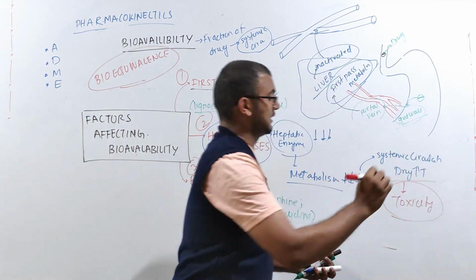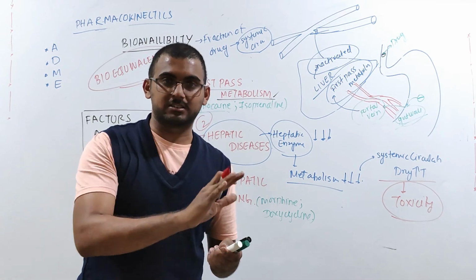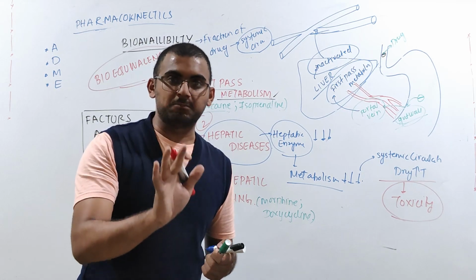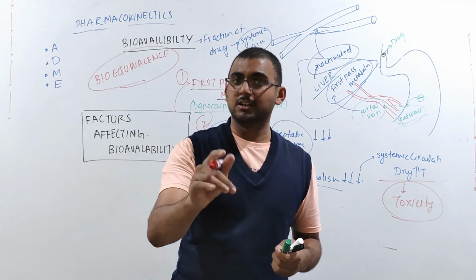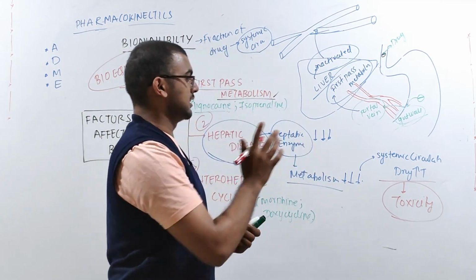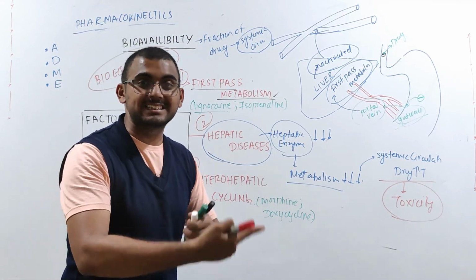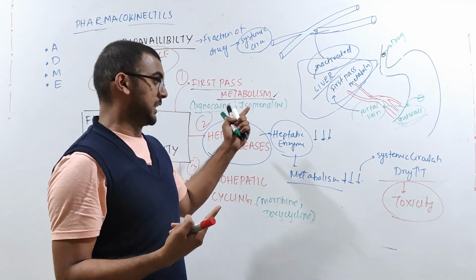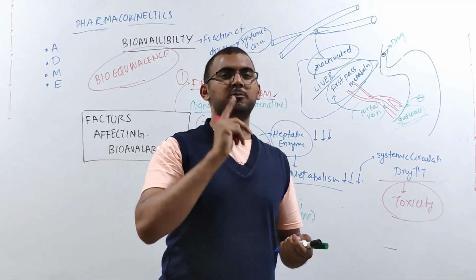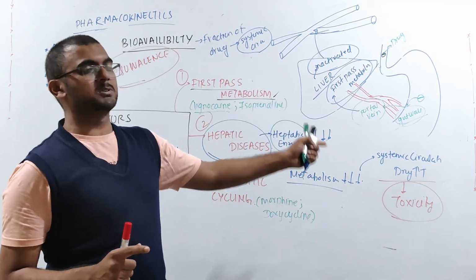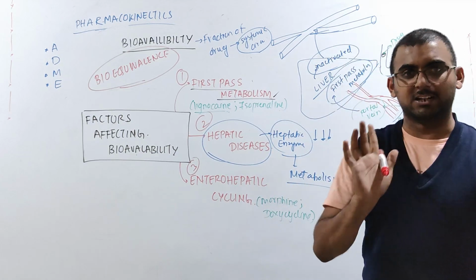So the main drugs to watch are the hepatotoxic ones. People who have hepatic disease, you should take care of these drugs, because liver enzymes will not be metabolizing them, and if you don't metabolize this drug, it will lead to drug toxicity. This is your hepatic disease. How does hepatic disease affect the bioavailability? Hepatic disease is going to increase the bioavailability, whereas first pass metabolism is going to decrease the bioavailability. I hope it is clear.